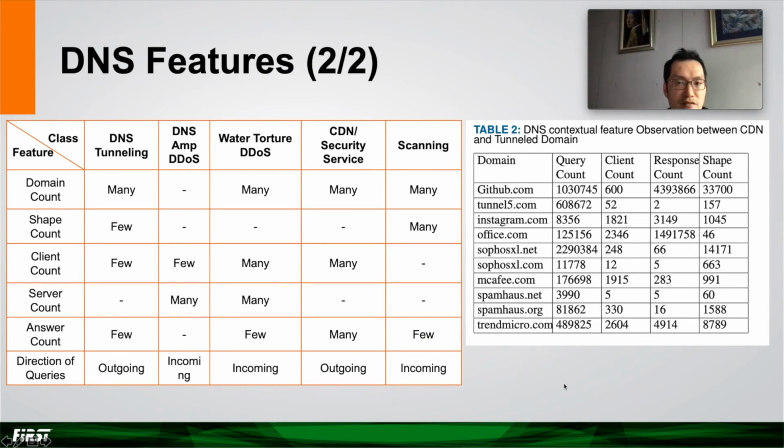And here's the DNS feature observation. As you can see, including the DNS tunnel, DNS amplifier DDoS, water torture DDoS, and the normal services such as the CDN and the security vendor service. And the last is the DNS scanning service. As we can see, the normal CDN service has a balanced number of users of their service, and the number of queries has grown correspondingly. So that's the important feature, as we can see.